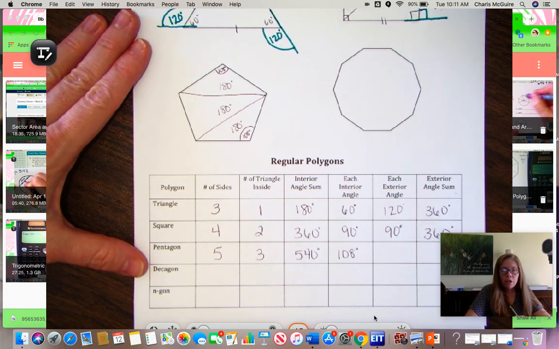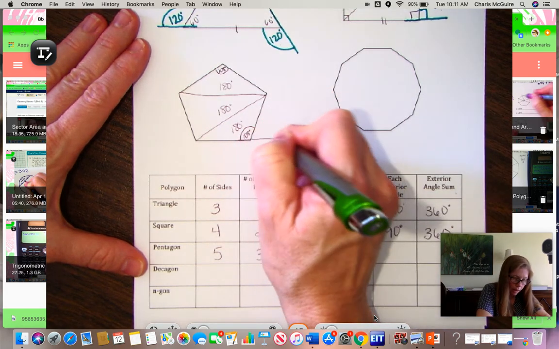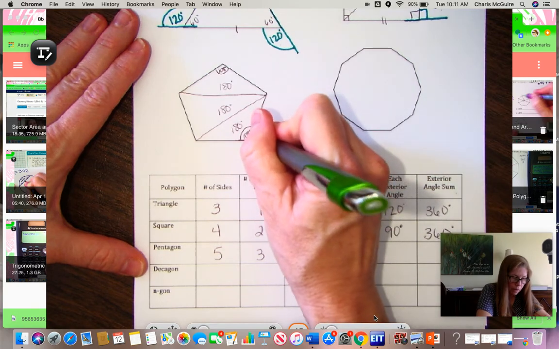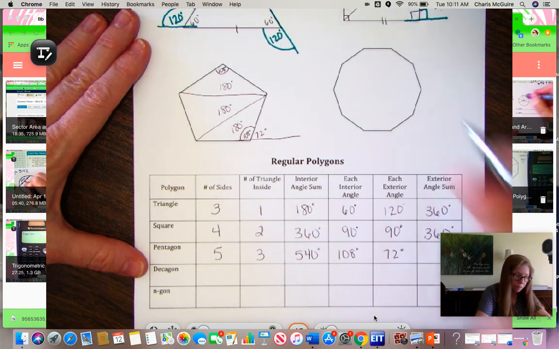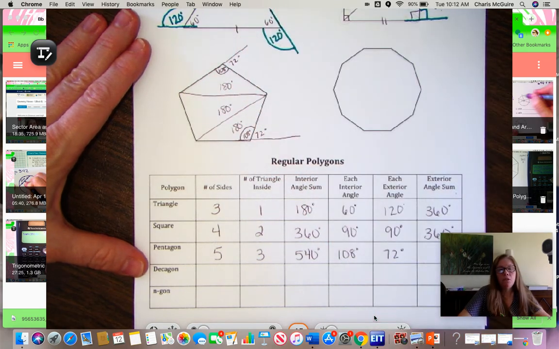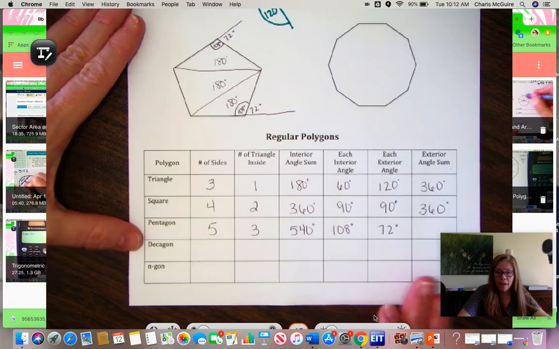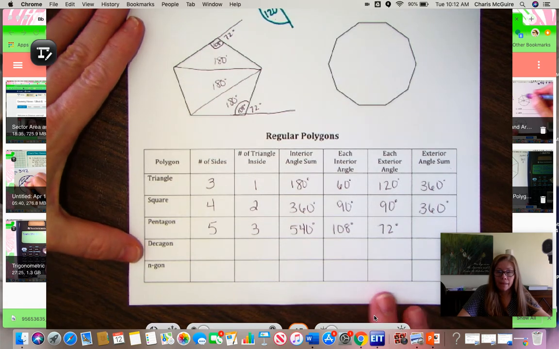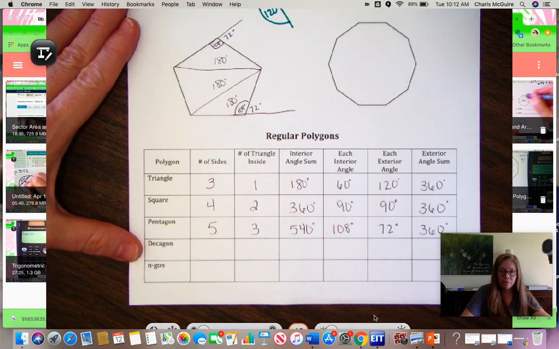So for 108 on the inside, we can create our exterior angle, and we know this has to be 72 degrees on the outside. Like this one up here would be 72 degrees on our exterior angle. And then if you do 72 times 5, what do you get? Yeah, you get 360 degrees again. See a little pattern forming there?